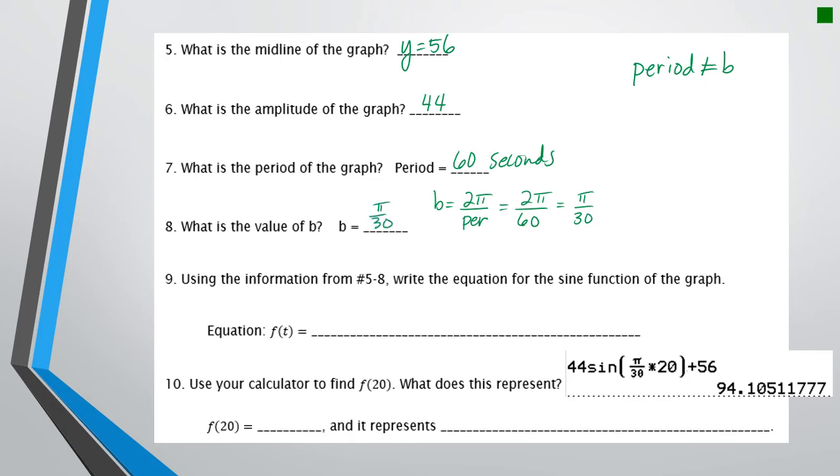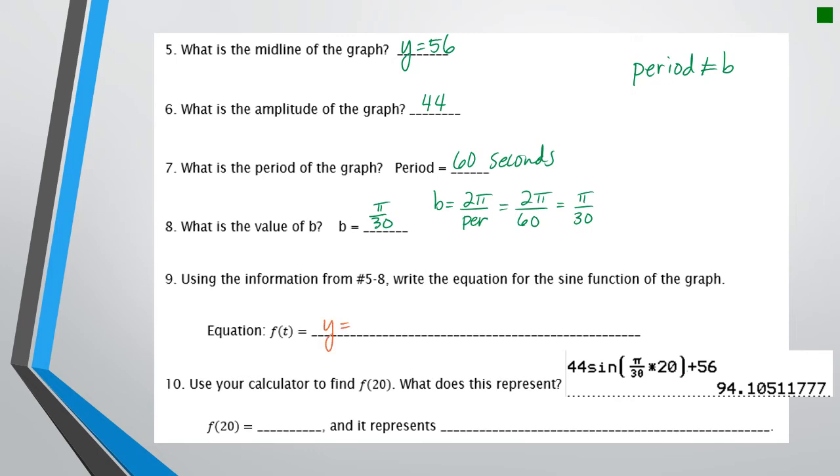This looks a little backwards because you're used to seeing your b value be a regular number, and then the period is the one that has pi in it. It happens to be backwards in this problem, and that's okay. It doesn't make it wrong. It just looks strange to us. So the next thing I want to do is write the equation of this graph. Now, we talked in the previous slide about how our graph represents a sine function and not a cosine function.